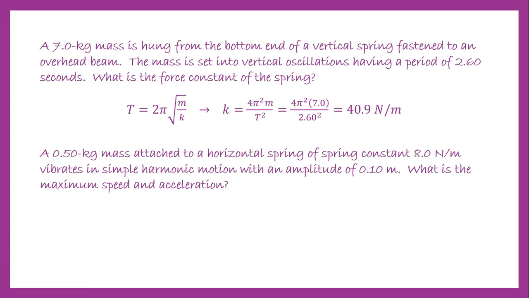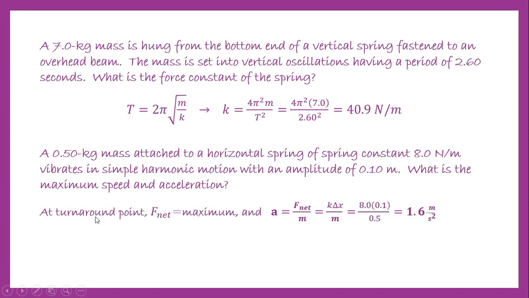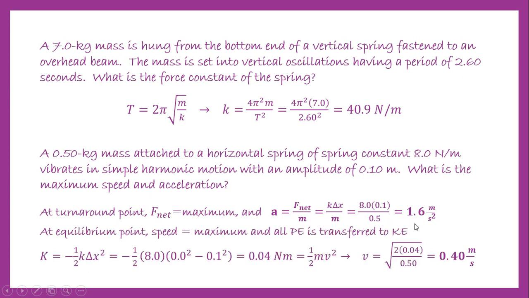Here's another problem. A 0.50 kilogram mass attached to a horizontal spring of spring constant 8 newtons per meter vibrates in simple harmonic motion with an amplitude of 0.10 meters. What is the maximum speed and acceleration? At the turnaround point, we know that the net force is at a maximum, and that means that's where we'll find the acceleration at the maximum. So the acceleration is going to be equal to the spring constant times its displacement divided by mass. We plug in our values and we get the answer for the acceleration.